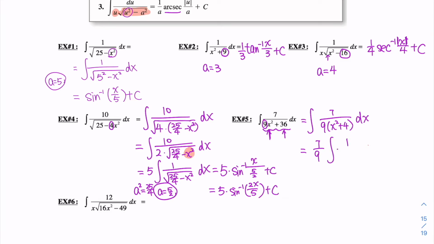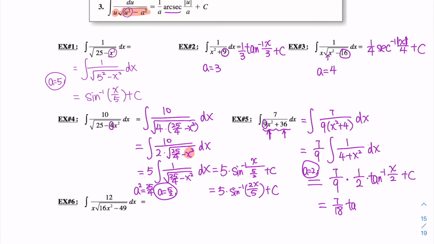Integration of 1 over 4 plus x squared dx. In this case, a value equals 2. So our final answer is 7 over 9 times, don't forget 1 over 2, times tangent inverse of x over 2 plus c. That's 7 over 18 tangent inverse of x over 2 plus c. Don't forget this number 1/2 here.